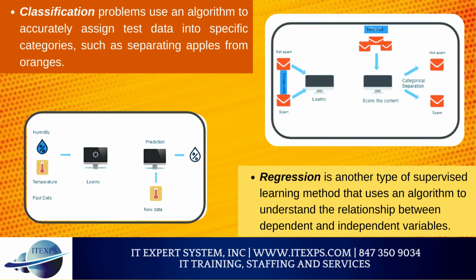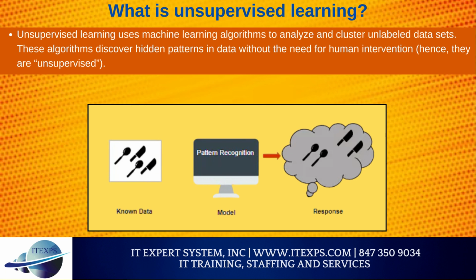What is unsupervised learning? Unsupervised learning uses machine learning algorithms to analyze and cluster unlabeled datasets. These algorithms discover hidden patterns in data without the need for human intervention, hence, they are unsupervised. Unsupervised learning models are used for three main tasks: clustering, association, and dimensionality reduction.